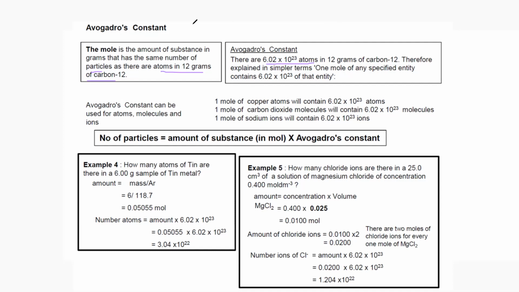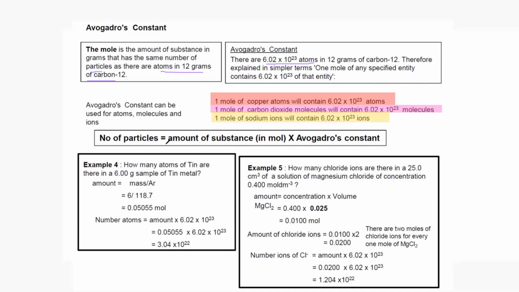If we have 1 mole of copper atoms, how many particles will be there? It will have 6.02 into 10 to the power 23 atoms, because it's an atom. But 1 mole of carbon dioxide is a molecule, so it will contain 6.02 into 10 to the power 23 molecules. And if the substance is an ion, then it contains the same number of ions. So 1 mole of sodium ions contains 6.02 into 10 to the power 23 ions. And how do we get the number of particles? Number of particles is amount of substance, or moles, multiplied by Avogadro's constant.